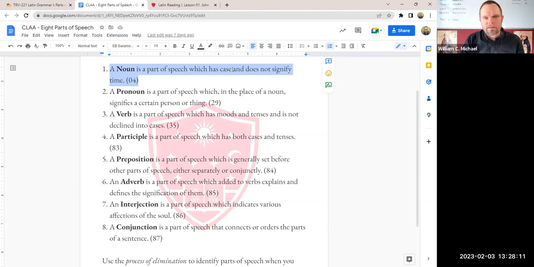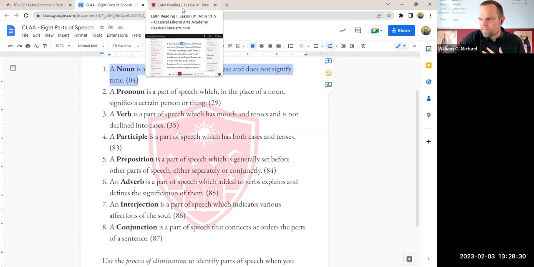So there's two tricks to identifying verbs. You can tell if it has different forms by looking up in a dictionary, and you can tell if it has cases by asking if the different translation of the cases could be true for that word. And if they can't, then it must be a verb, all right? So we identified erat as a verb.